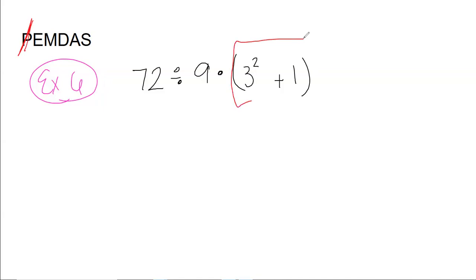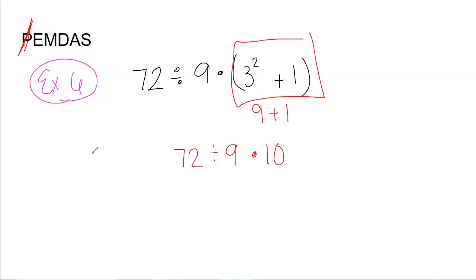Okay, let's do 72 divide 9 times parenthesis 3 squared plus 1. Okay, we do have a parenthesis, so you need to do that first. So just pretend this is your problem. You would do 3 squared, so 3 times itself, that's 9, plus 1. So that whole answer at the parenthesis is 10. And then drop down everything else.